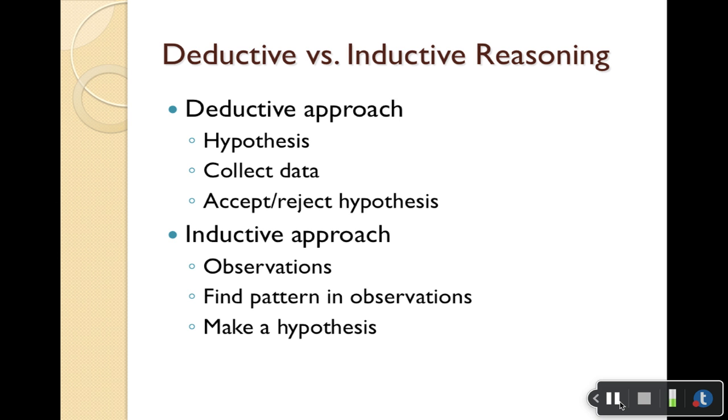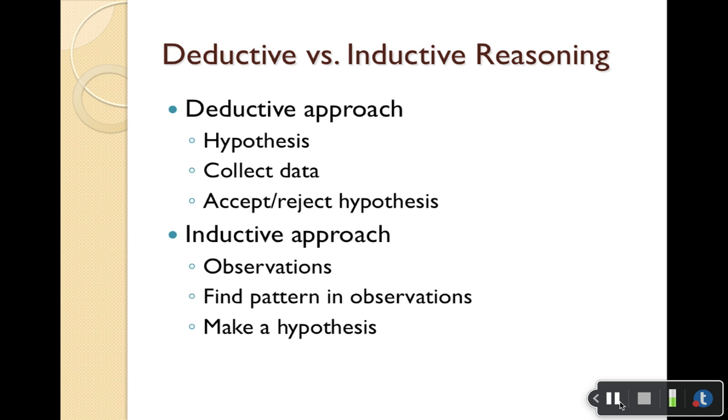When we're talking about research, there's two main approaches we can talk about. The first is the deductive approach, or sometimes call this a top-down approach. The second is an inductive or bottom-up approach. So the deductive approach involves having a hypothesis, collecting data around that hypothesis, and then making a decision whether we accept or reject it. The inductive approach, on the other hand, first starts out with observations.